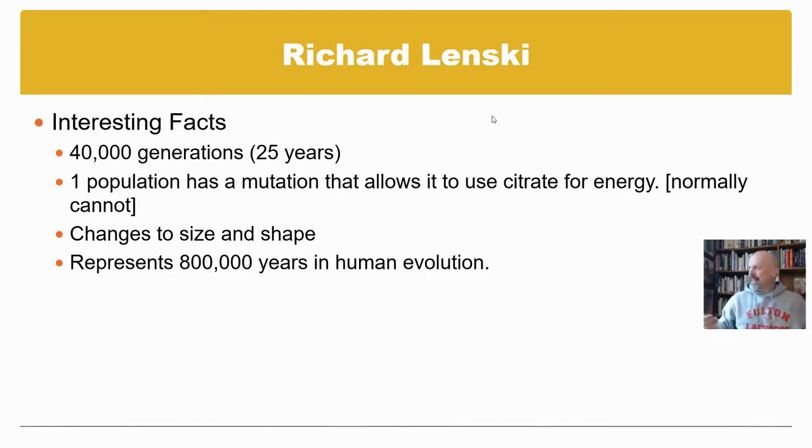25 years. And in the whole evolution scheme, it's a microsecond. But after 25 years, they changed. The size of them changed. The shape of them changed from petri dish to petri dish. And one of them evolved the ability to use citrate as a food.